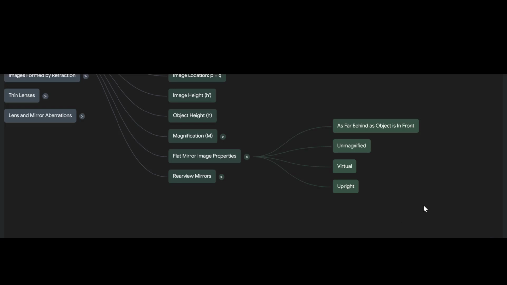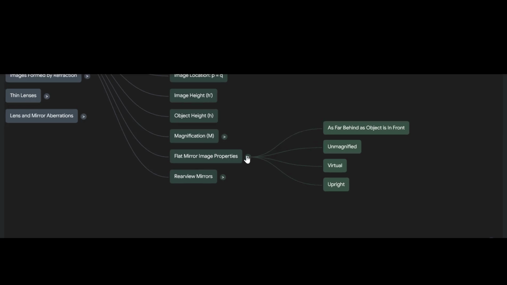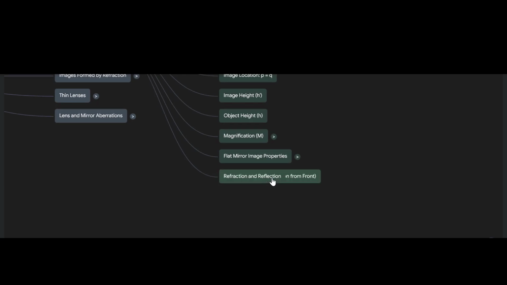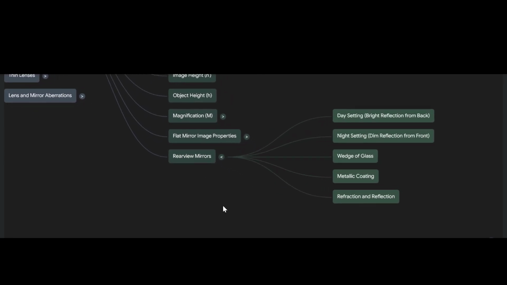Perfect summary. Okay, but hang on. This makes me think about my car's rear view mirror, the little tab you flip for day and night. How does that work? That seems more complicated than just a flat mirror. That's a fantastic practical application. It's actually quite clever. Most rear view mirrors aren't just a single flat piece of mirrored glass. They're typically a wedge of glass, slightly thicker at the top or bottom, with the reflective silvering on the back surface. On the back, okay.